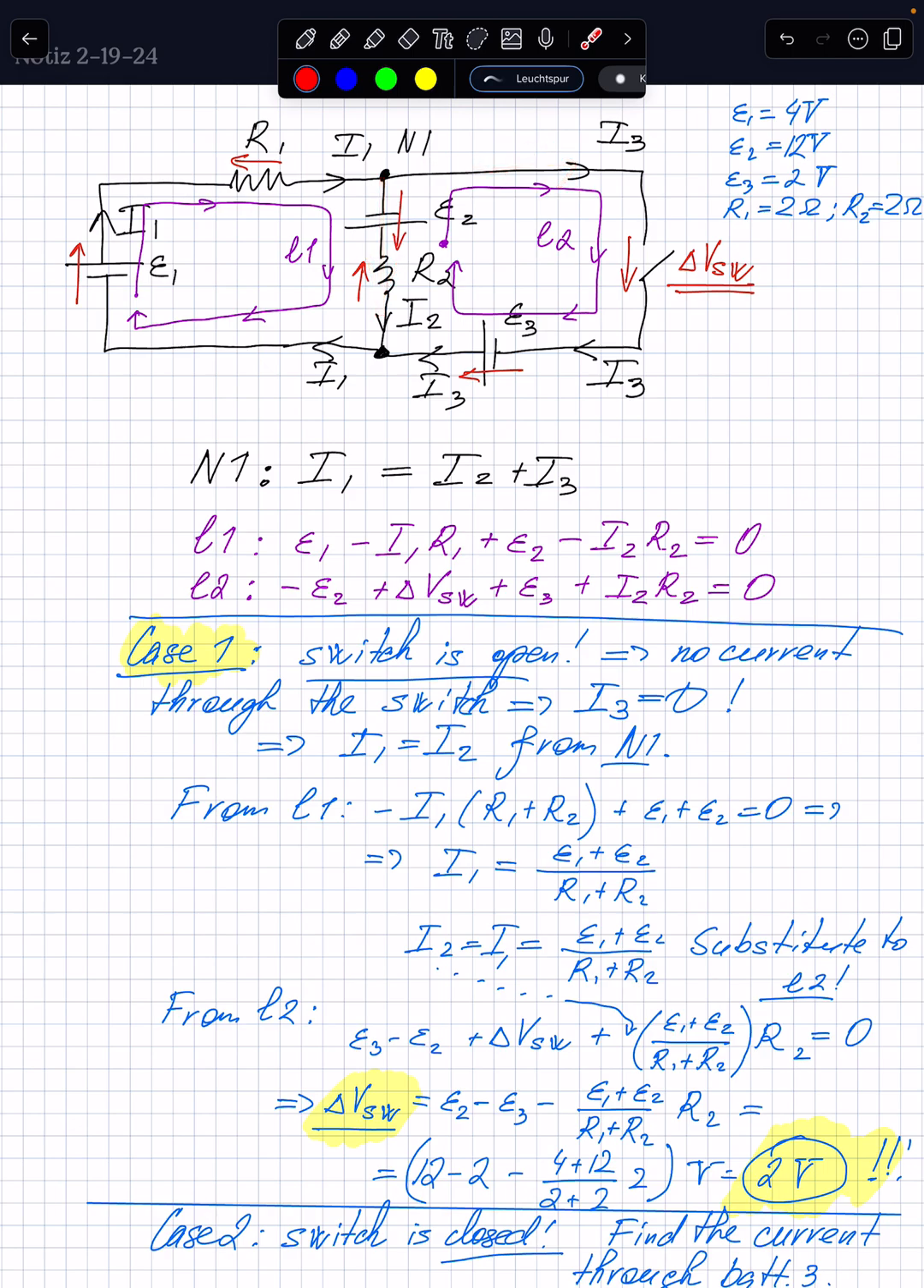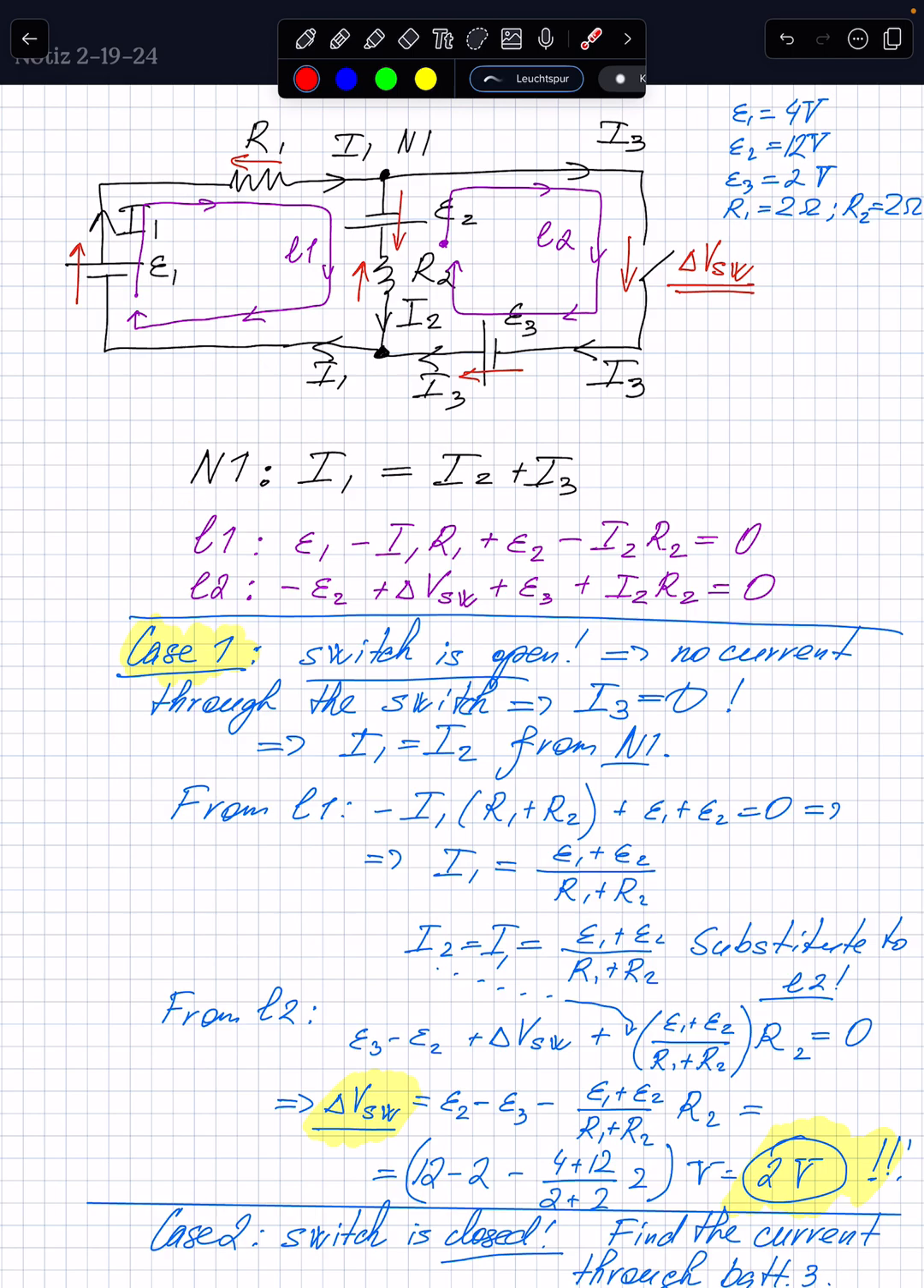All right, so let me also specify what is given. All EMFs of all the batteries are given, and the resistances are given. What we need to find kind of depends on the problem. In principle, we can find all the currents in this problem, and we can find the potential difference across the switch if the switch is open. Okay, so we specified that.